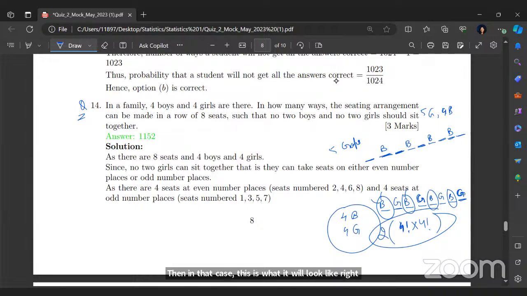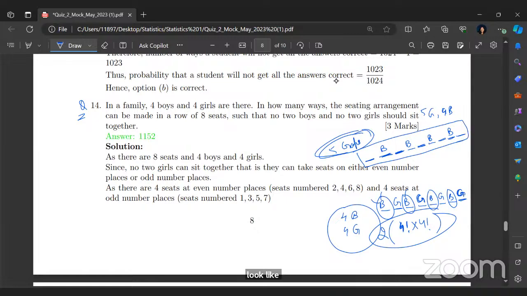And now you're saying there are 5 gaps. So this is what you're saying, right? 5 gaps between all the boys. This is what the situation looks like. Yes, ma'am. That's why I'm solving like 5 factorial into 4 factorial. 5C4 into 4 factorial should be.